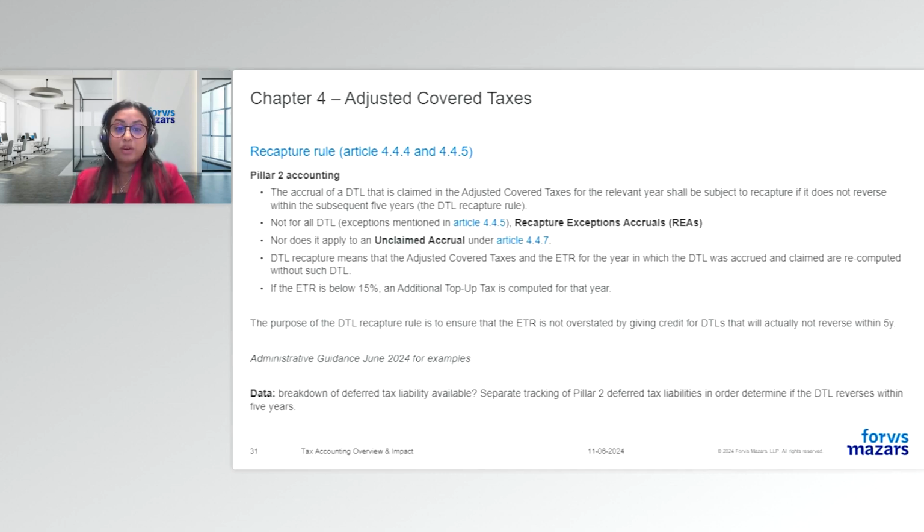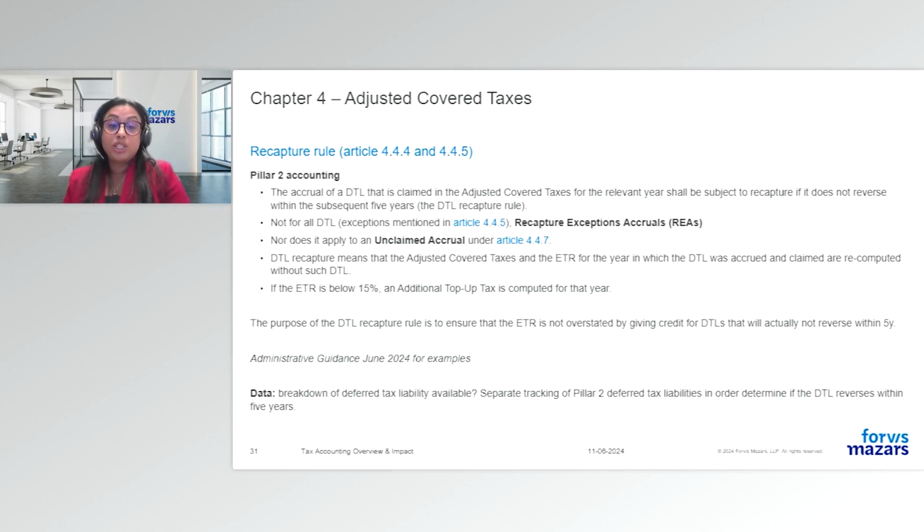So the last topic in relation to Article 4.4 I would like to discuss today is the DTA recapture rule. Article 4.4.4 mentions that the accrual of a deferred tax liability that is claimed in the adjusted covered taxes, meaning that the deferred tax expense is part of the Pillar 2 ETR, shall be subject to recapture if it doesn't reverse within the subsequent 5 years. The purpose of the DTL recapture rule is to ensure that the ETR is not overstated when the DTL is not reversing within 5 years. To distinguish between short-term DTLs and long-term DTLs is therefore important under Pillar 2.